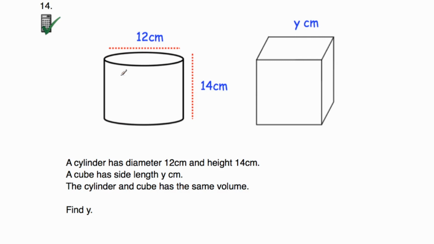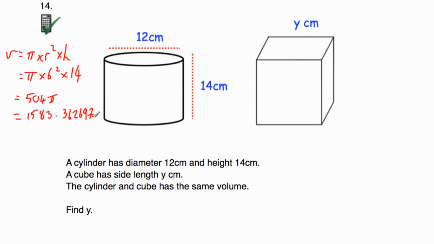So let's find the volume of the cylinder. The volume equals pi times the radius squared times the height. So it's going to be pi times the radius, which is halfway across, which would be 6 centimeters, so 6 squared, times the height of the cylinder, which is 14. So if we do pi times 6 squared times 14, that'll be the volume of the cylinder. Let's do that and see what we get. That will be equal to 504 pi, or equal to 1,583.362697 and so on centimeters cubed. So that's the volume of the cylinder.